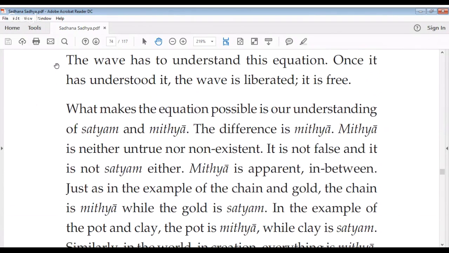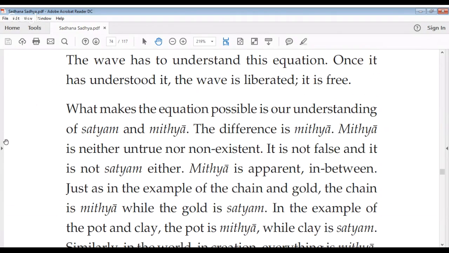The wave has to understand this equation. Once it has understood it, the wave is liberated. It is free. What makes the equation possible is our understanding of Satyam and Mithya. The difference is, Mithya is neither untrue nor non-existent. It is not false and it is not Satyam either.